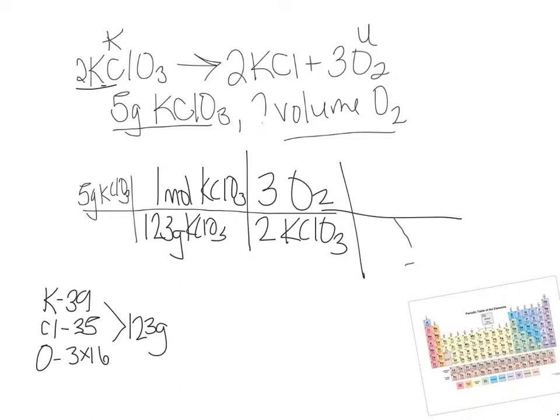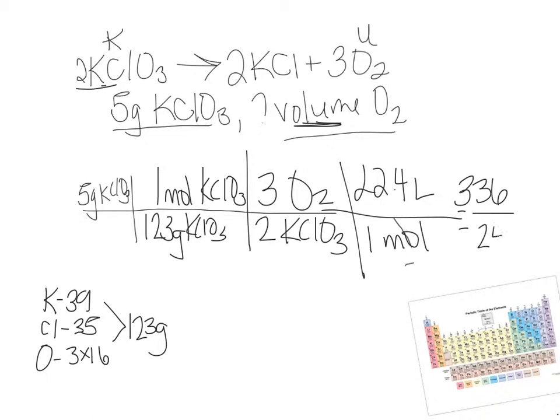But I don't want moles of oxygen, I want volume. So now I'm going to go 1 mole to my conversion. My conversion for volume is 22.4 liters. Multiply across on the top: 5 times 3 times 22.4, we get 336. 123 times 2 on the bottom, we get 246. Then 336 divided by 246, and I get 1.37 liters of O2 for this problem.